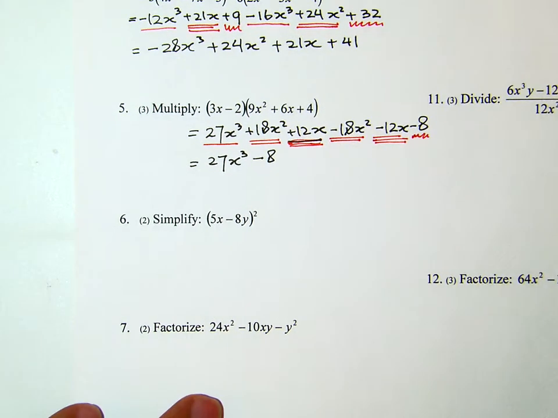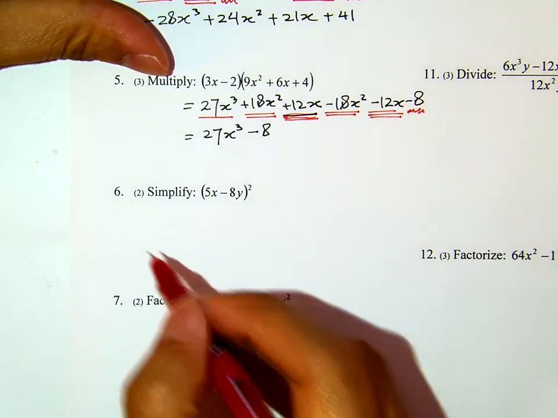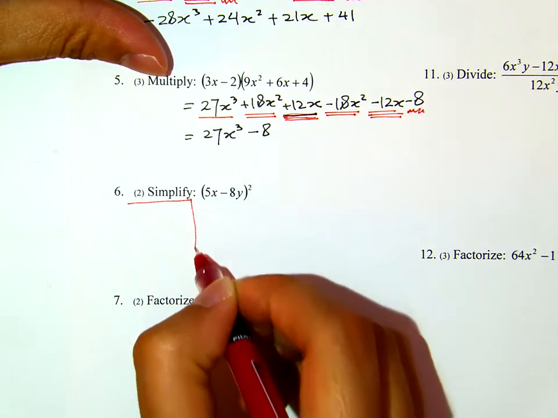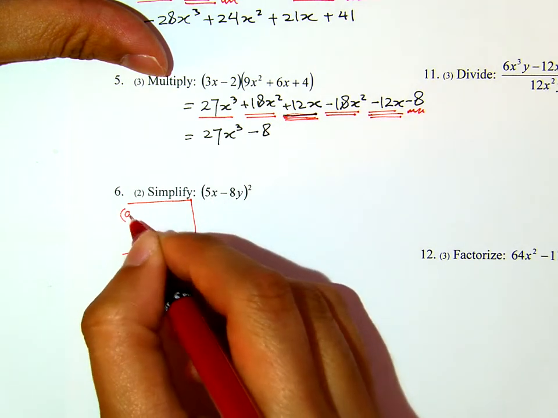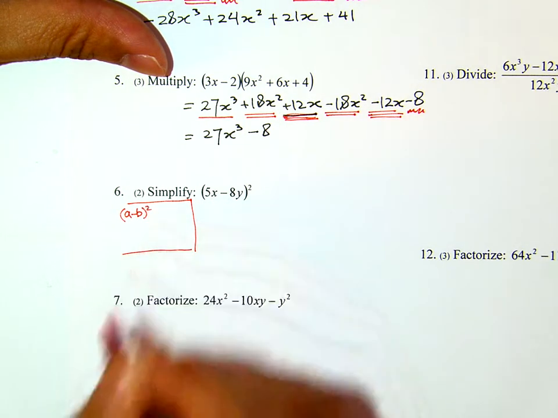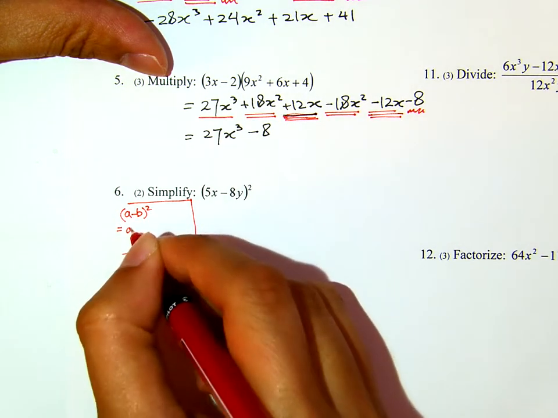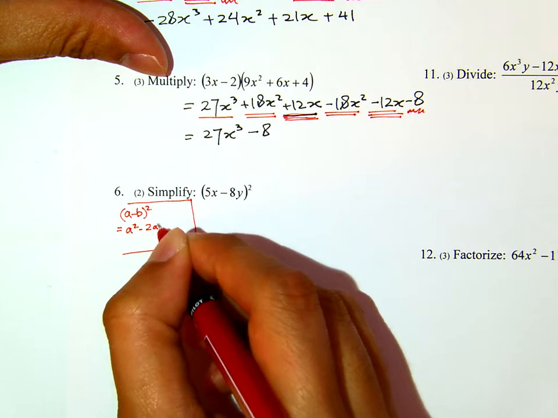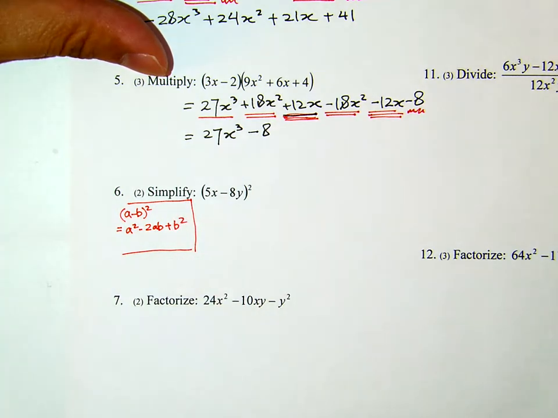Now number 6, simplify 5x minus 8y quantity squared. Now I want to remind you that in this question, we would like you to remember that these follow the following pattern. A minus b squared equals a squared minus 2ab plus b squared. Something that I require you to memorize.